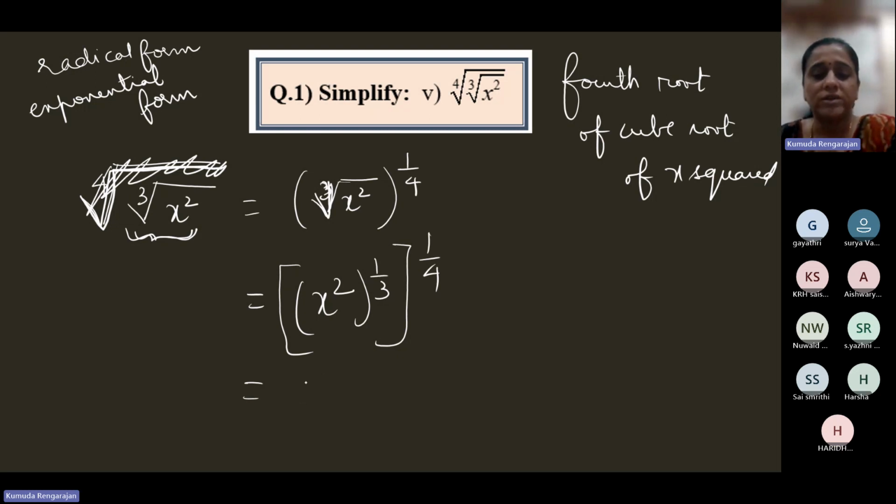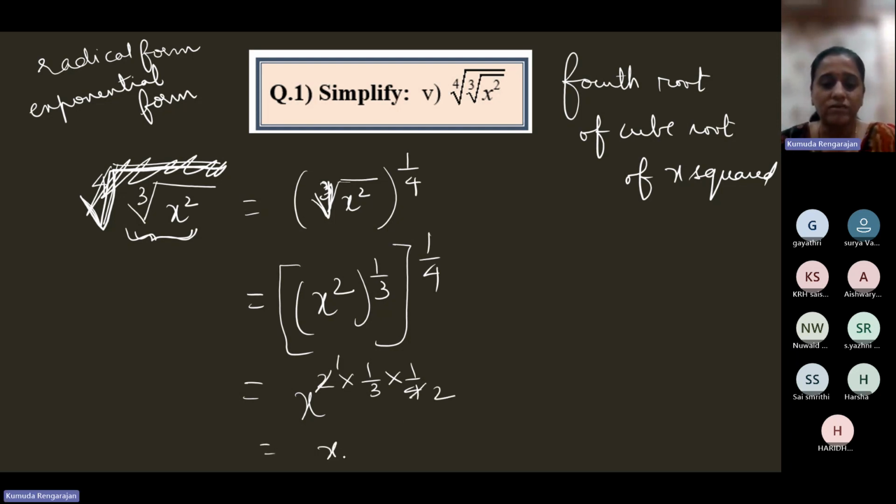Now when the base is raised to many powers, we'll have to multiply the powers. So multiply like this, and you can simplify. So this is x to the power 1 by 6.